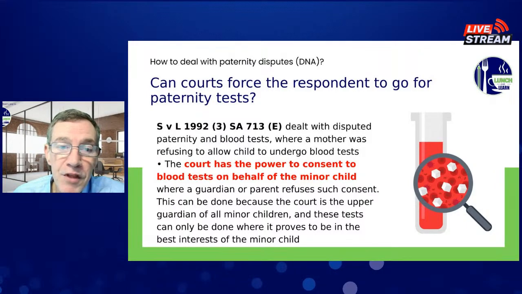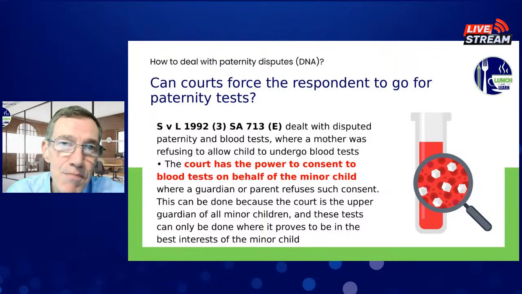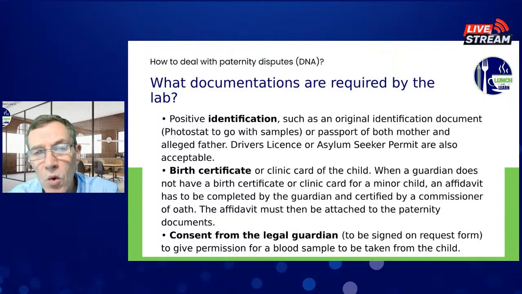Now, the court then ruled on this matter in the S versus L matter, and the court said that the court has the power to consent to the blood tests on behalf of the minor child, because the court is then considered to be the upper guardian of all minor children, and these tests are in the best interest of the minor child. But that would happen only on a case-to-case basis, and you need to present evidence that it is in the best interest of the child. In this matter, the court actually overruled the mother and said that the child had to go for the DNA testing.